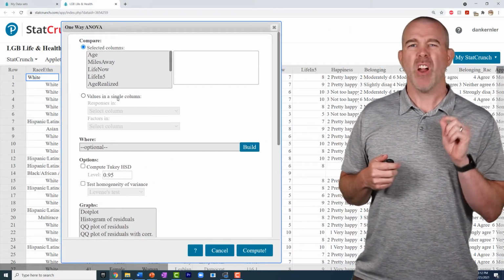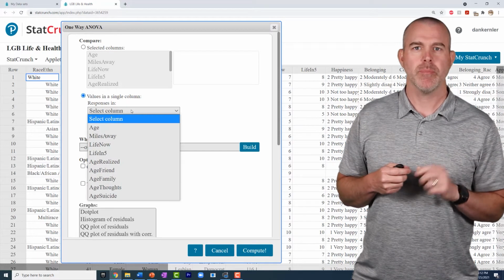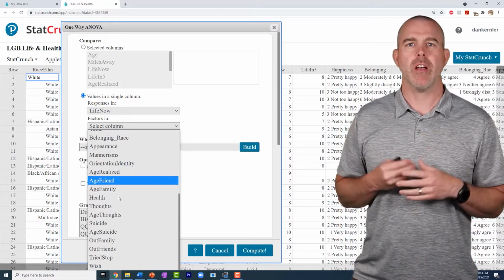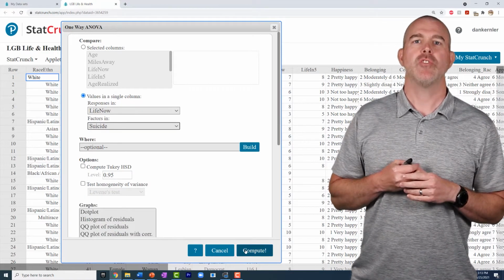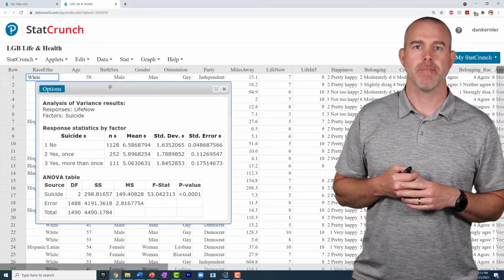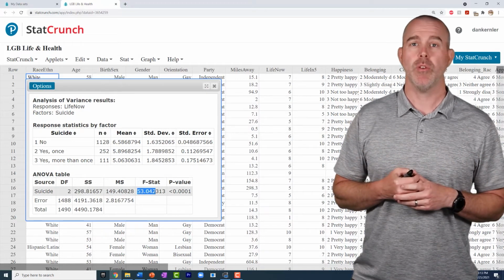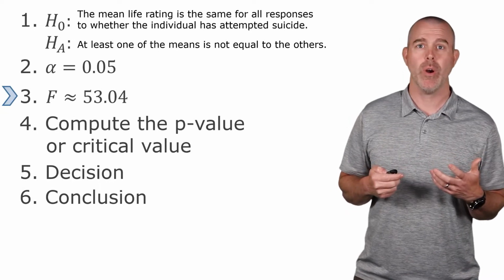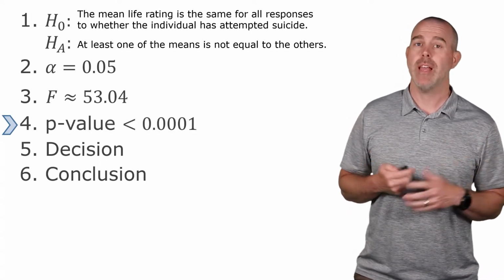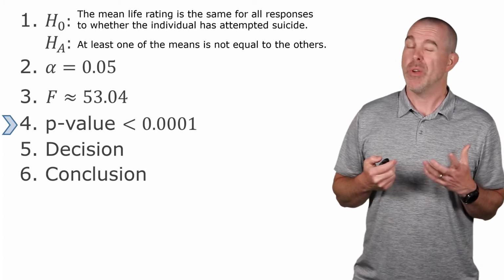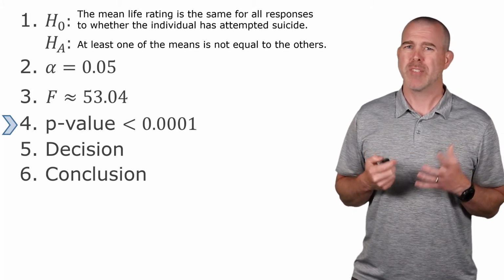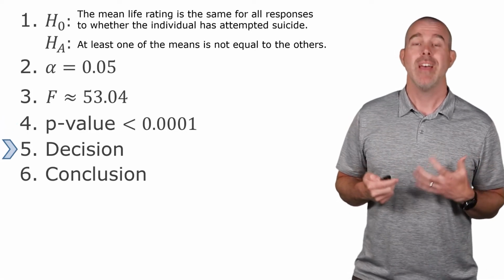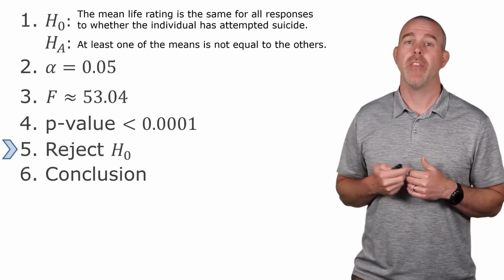We're looking where all our variables are actually in the same column, and it's the life now. And then the groupings are in the suicide column, so we'll choose that. And then we just hit compute. And that gets our F statistic of 53.04. The p-value here is very small, less than 0.0001. We could have kind of seen that on the box plots. They looked pretty different, so it's not a surprise that the p-value is very, very small. That tells us we should decide to reject the null hypothesis.